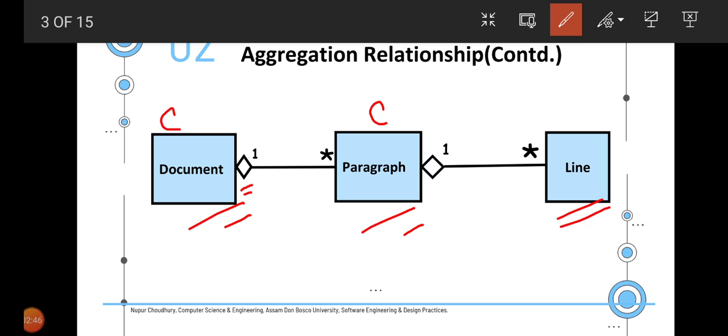Now we also have to associate multiplicity along with this relationship, and the multiplicity here is shown as 1 is to many. That means one document is capable of having many paragraphs at one instance of time. Similarly, one paragraph might have many lines in one instance of time. So when we look at aggregation, the document is the whole and the paragraph is the part, and this relationship is known as whole part relationship.